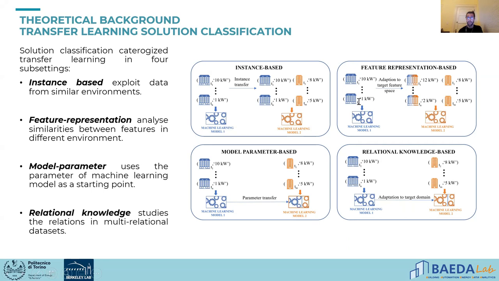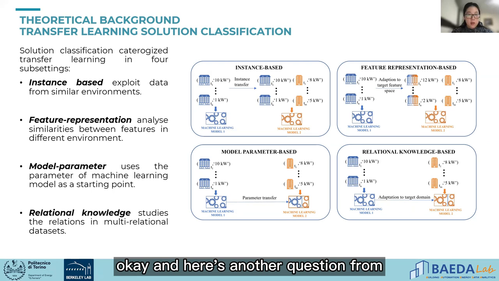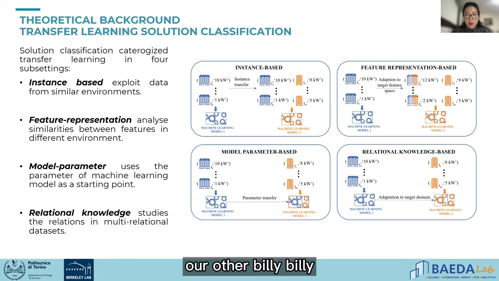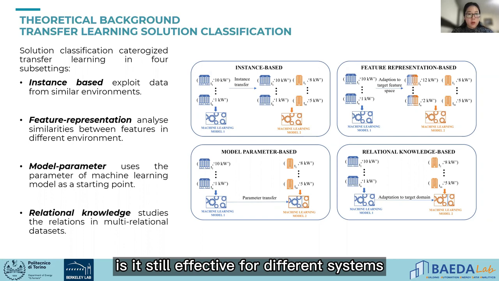Okay, and here's another question from the other Bilibili. It mentioned that if applying transfer learning to control, is it still effective for different systems?